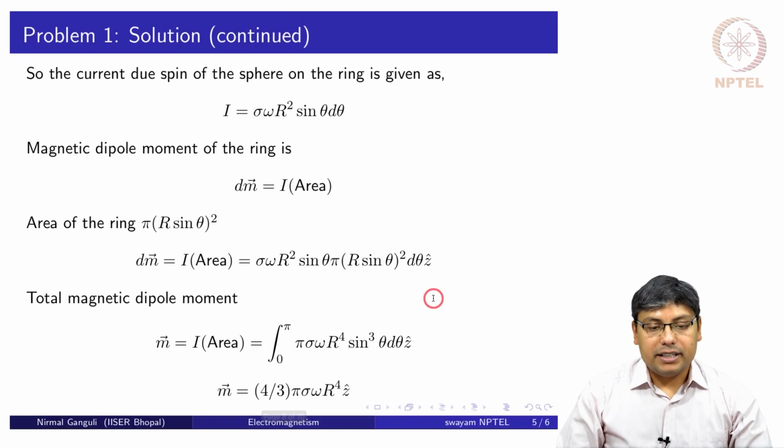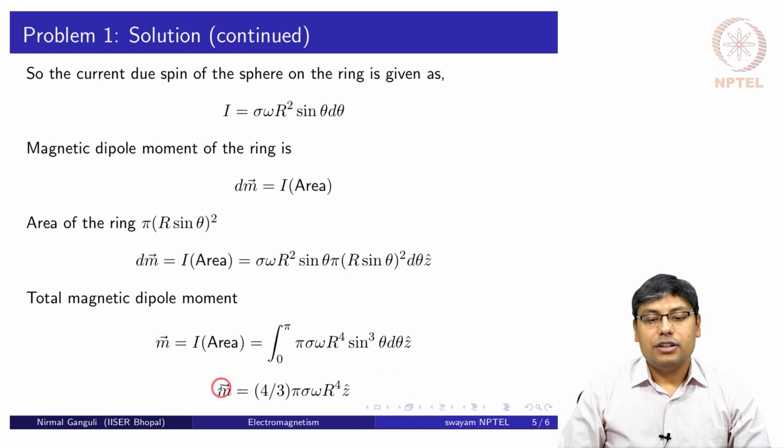So the total magnetic dipole moment can be found by integrating theta from 0 to pi of sigma omega r to the power 4 sin cubed theta d theta, along the z cap direction. So the total magnetic moment of this spinning sphere would be 4 over 3 pi sigma omega r to the power 4, along the z cap direction.